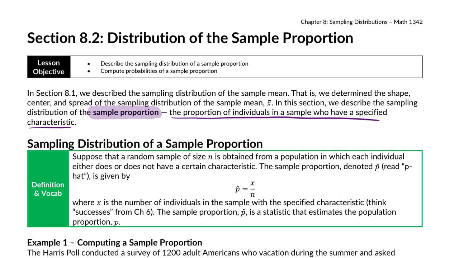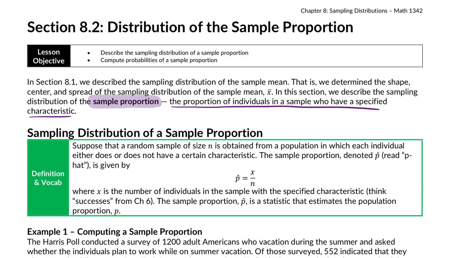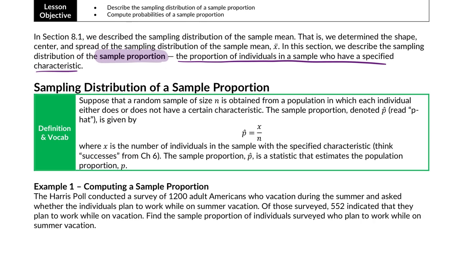Let's suppose that a random sample of size n is obtained from a population in which each individual either does or does not have a certain characteristic, brown hair. The sample proportion is denoted p hat. So look at this little symbol right here. It literally looks like a P with a little hat on it. It's called p hat, which is one of the funniest things to me.